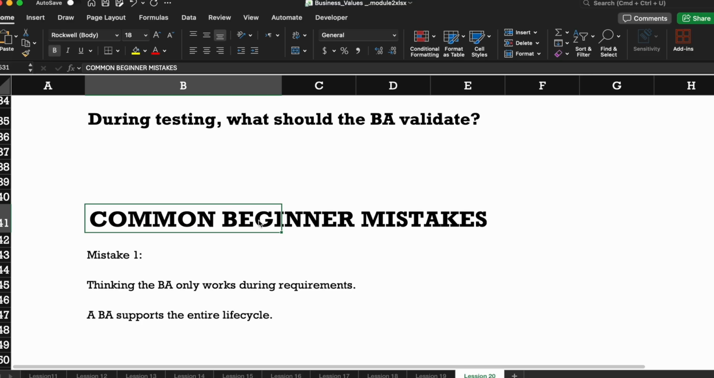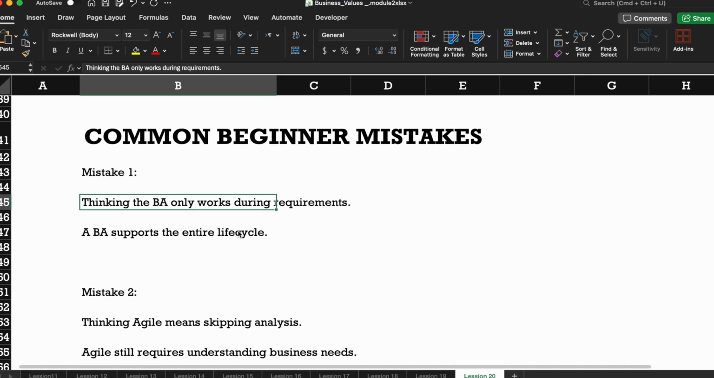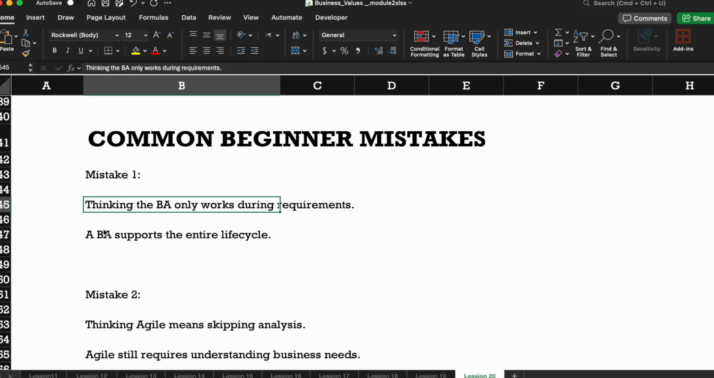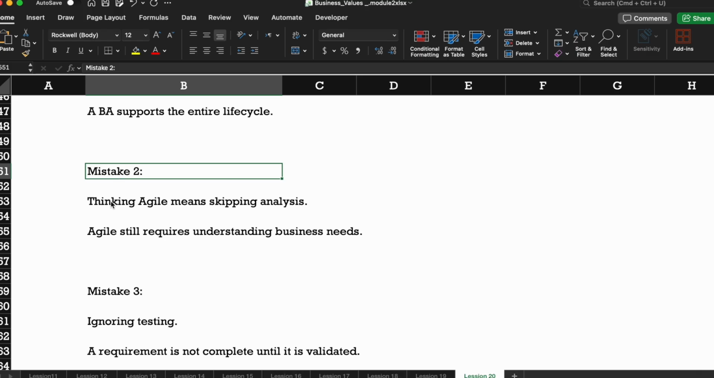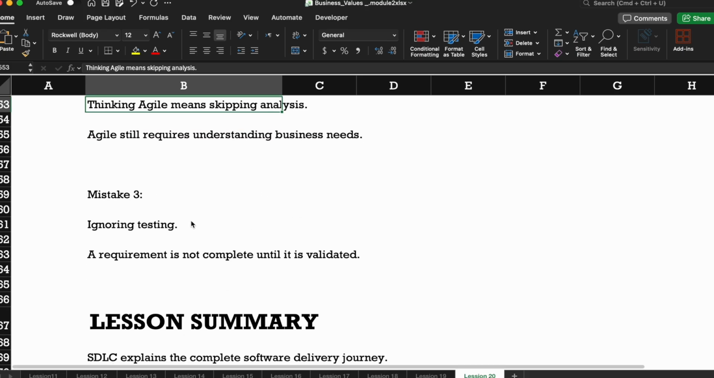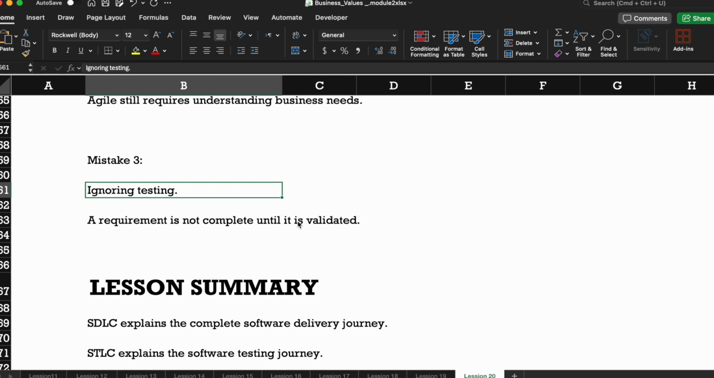Common beginner mistake 1: thinking the BA only works during requirements. You have seen, right? We are helping in different phases. A BA supports the entire life cycle. Mistake number 2: thinking agile means skipping analysis. That's incorrect. Agile still requires understanding the business need. Mistake 3: ignoring testing. A requirement is not complete until it's validated.